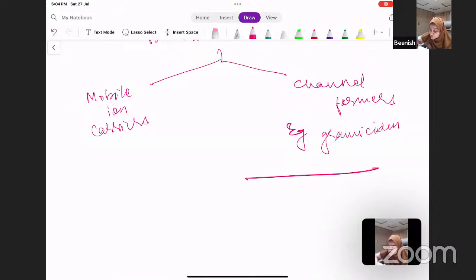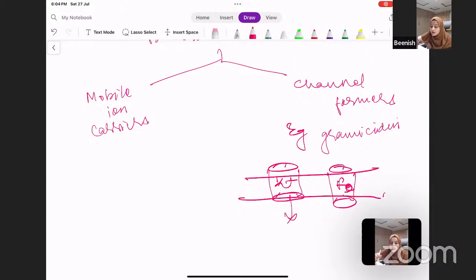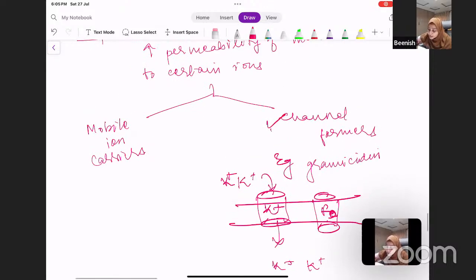So what happens is this is your inner mitochondrial membrane, and this was your F naught, and this was your proton channel. The proton was supposed to pass through this F naught. Now what happens is, because of channel formers, there are going to be ion channels formed for other ions. For example, let's suppose for potassium. So what is going to happen? Potassium is going to move through this channel that is being formed and dissipate the potential gradient that was created because of pumping of protons. So ionophores can be either channel formers or mobile ion carriers.